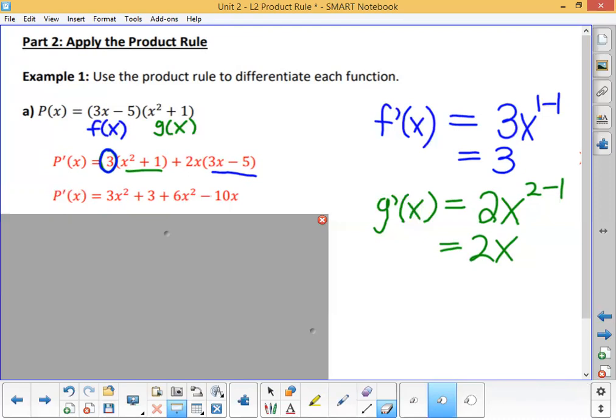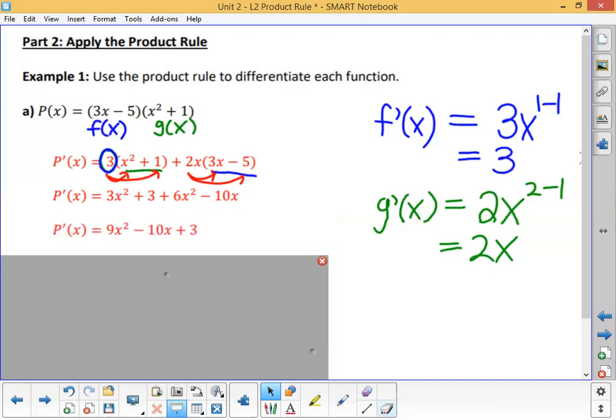Okay, so I'm applying the distributive property: 3 times x squared, 3 times positive 1, 2x times 3x, 2x times negative 5. After applying the product rule, it just becomes simplifying according to algebraic rules. That is the most difficult part, simplifying based on what you've already learned in grade 9, 10, 11. That's where there will be holes on this test, if there's something missing from your prerequisite skills. Applying the derivative rules is the easy part.